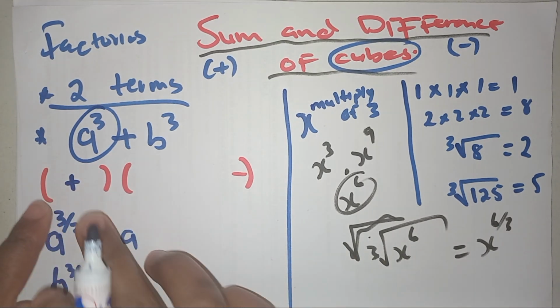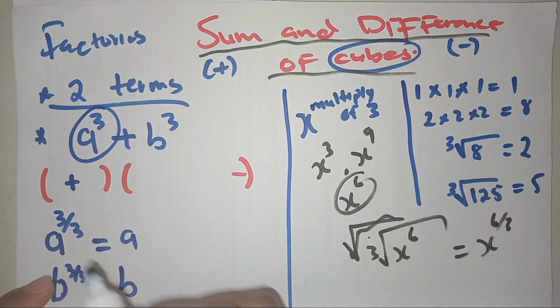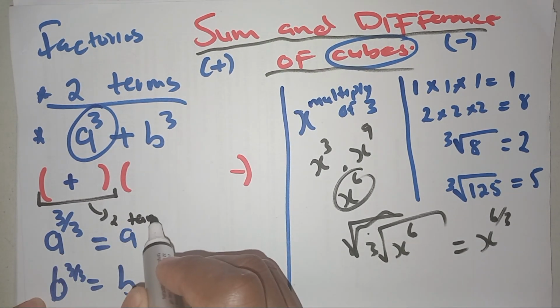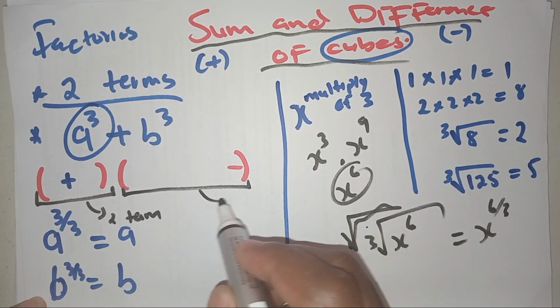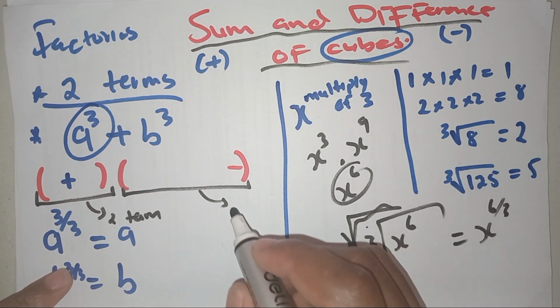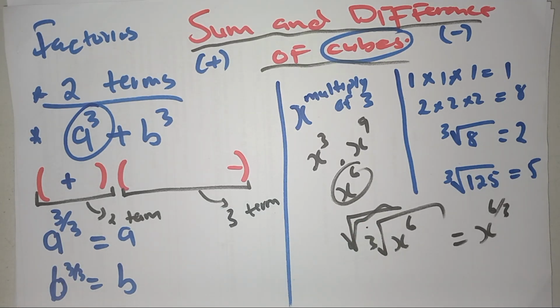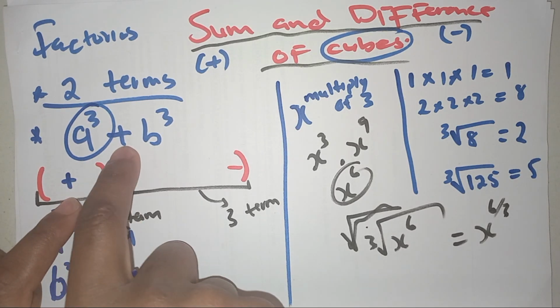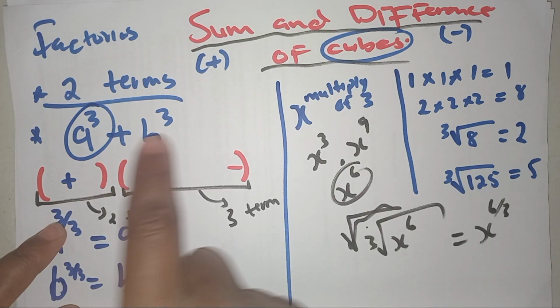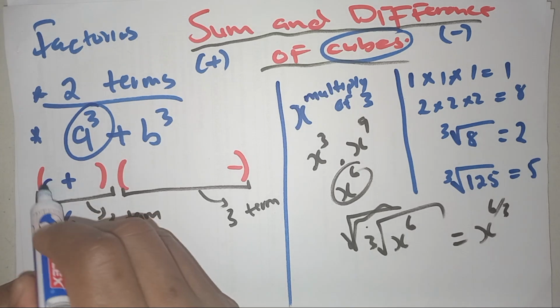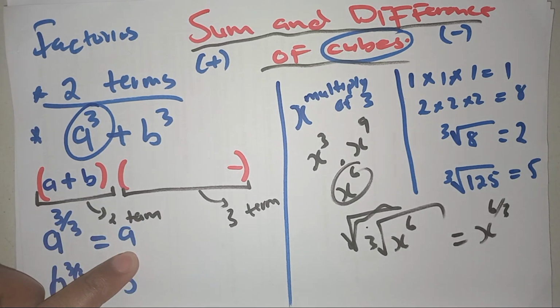Let me make that clear for you. In the small brackets you are going to have two terms, and then in the big brackets you are going to have three terms. In the brackets of two terms, you must always take the sign and put it here, and then write those cube roots here, a and b.